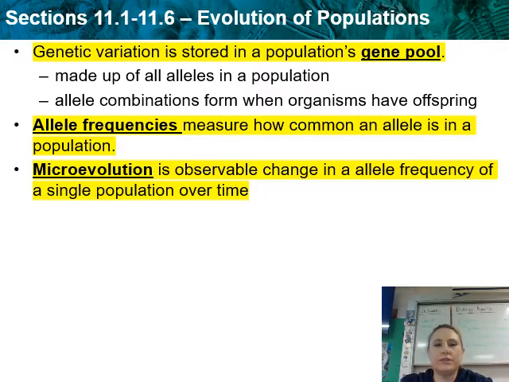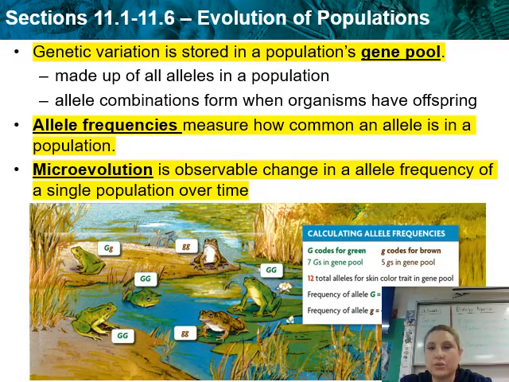Okay, so first things first, genetic variation is stored in a population's gene pool. That is all the available genes in a certain population living in a specific area. And the allele combinations form when the organisms have their offspring. Remember, you get one copy of a gene from mom, one copy of a gene from dad. Those are the alleles.